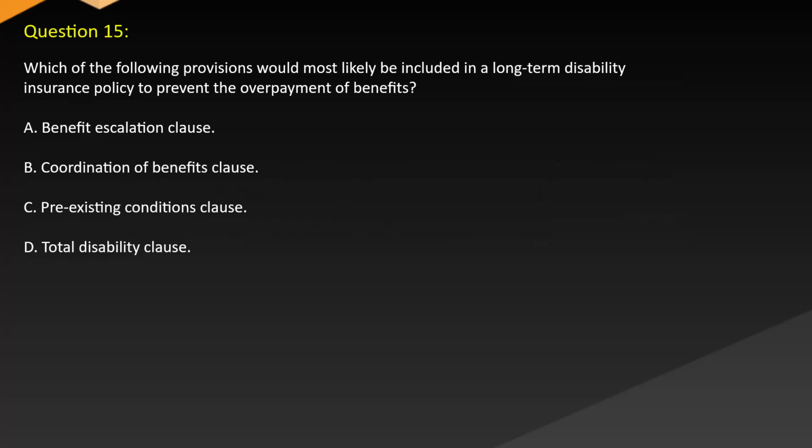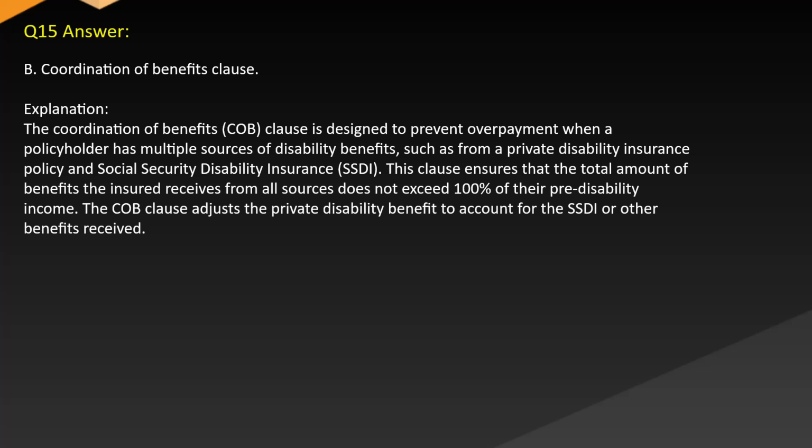Question 15. Which of the following provisions would most likely be included in a long-term disability insurance policy to prevent the overpayment of benefits? A. Benefit escalation clause. B. Coordination of benefits clause. C. Pre-existing conditions clause. D. Total disability clause. Answer: B. Coordination of benefits clause.